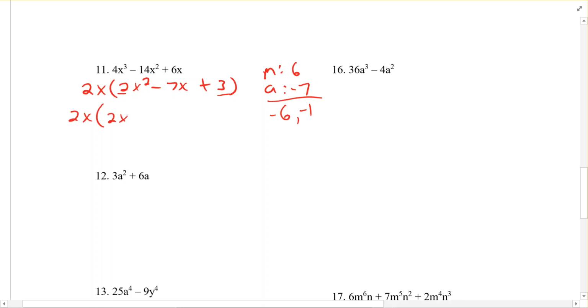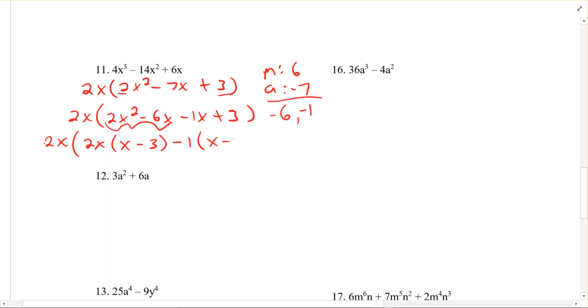So let's rewrite this. 2x squared minus 6x minus 1x plus 3. Let's factor out this part. I'm just going to write this 2x again just up front. And I can factor out the 2 and an x here. So 2x, and what I have left is just x minus 3. Over here I'm going to factor out a negative 1, and I have x minus 3. Close that bracket. So in total I have 2x, and then I've got x minus 3 and 2x minus 1.